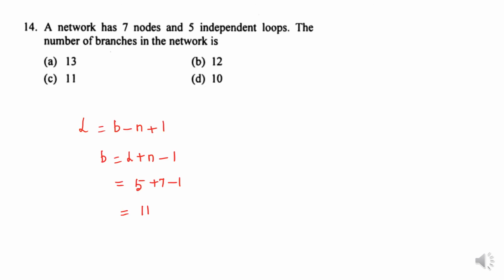Next problem. The network has 7 nodes and 5 independent loops. The number of branches in the network is? Here, how to find the branch? First of all, I have to use the loop equation, L equals B minus N plus 1. How to find B? B is equal to L plus N minus 1. So what is the answer? 5 plus 7 minus 1, that is equal to 11. So option C is the correct answer.